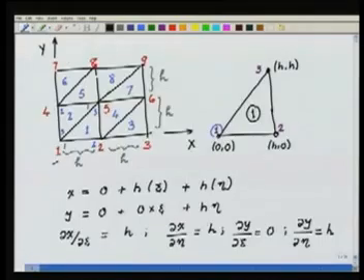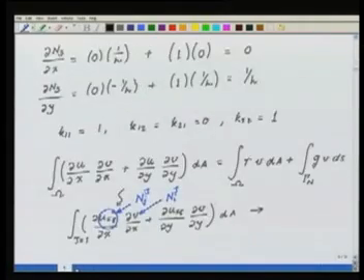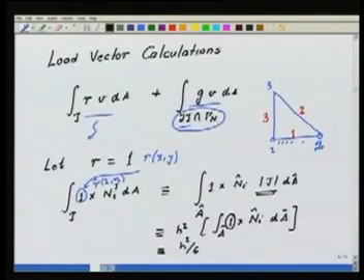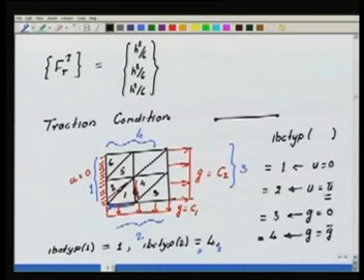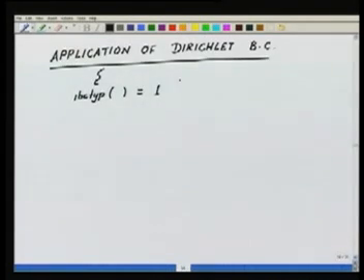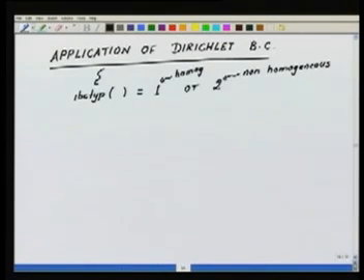Let's see our numbering. So we will have type 1 and type 2, which will correspond to our element. So here I will have either this or 2. This is the non-homogeneous Dirichlet, and this is the homogeneous Dirichlet. Both these have to be enforced in our global stiffness matrix and the load vector. So how do I find out which are the degrees of freedom which have to be fixed?